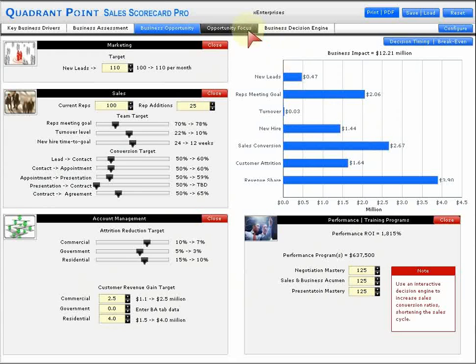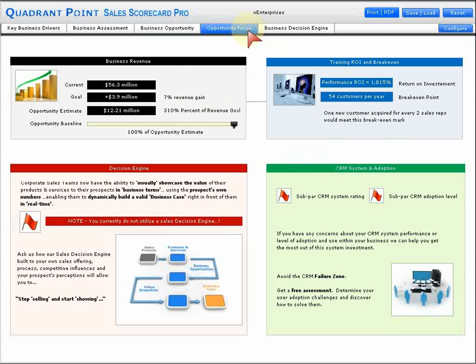Bring it all the way into a true final opportunity focus. So here we're looking at the business revenue target, right? Current 56.3 million, grow by 3.9 million. There's an opportunity of 12.2 on the table for improvements in the selling process. Take those leads and be better at converting them. Convert more of them to bottom line revenue.